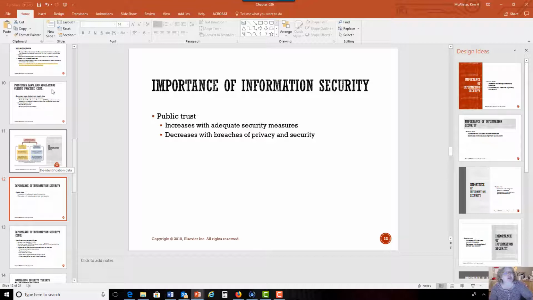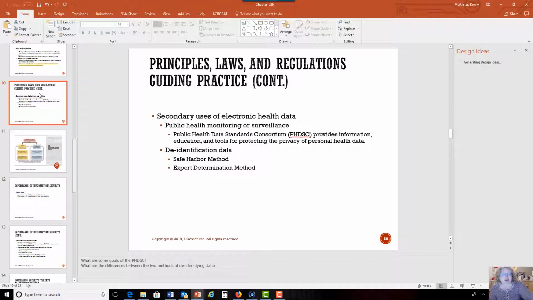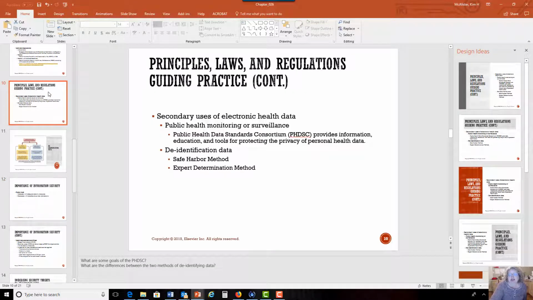Oh, wait a minute. I want to go back just a minute to the public health monitoring surveillance. They have some goals. They educate the broad public sector about health and health services research on privacy and security. They focus on priorities related to privacy, and they balance the need for privacy with the need for public health and research data. And they develop PRISM, which stands for a Privacy Toolkit for Public Health Professionals. So you might want to Google PRISM and find out some information about that.